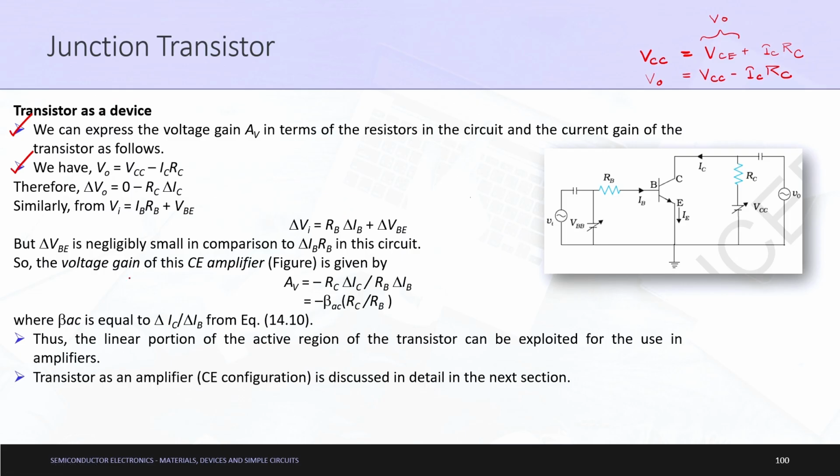Therefore, moving forward, how can we calculate the value of voltage gain? Voltage gain, we know, is nothing but delta V naught upon delta Vi. So, AV will be equal to delta V naught upon delta Vi. Delta V naught was obtained as minus RC delta IC, and delta Vi is equal to RB delta IB. If you remember the starting definitions of transistors, we understood that delta IC by delta IB is called beta AC. So, putting that in, we finally obtain AV equal to minus beta AC into RC by RB.